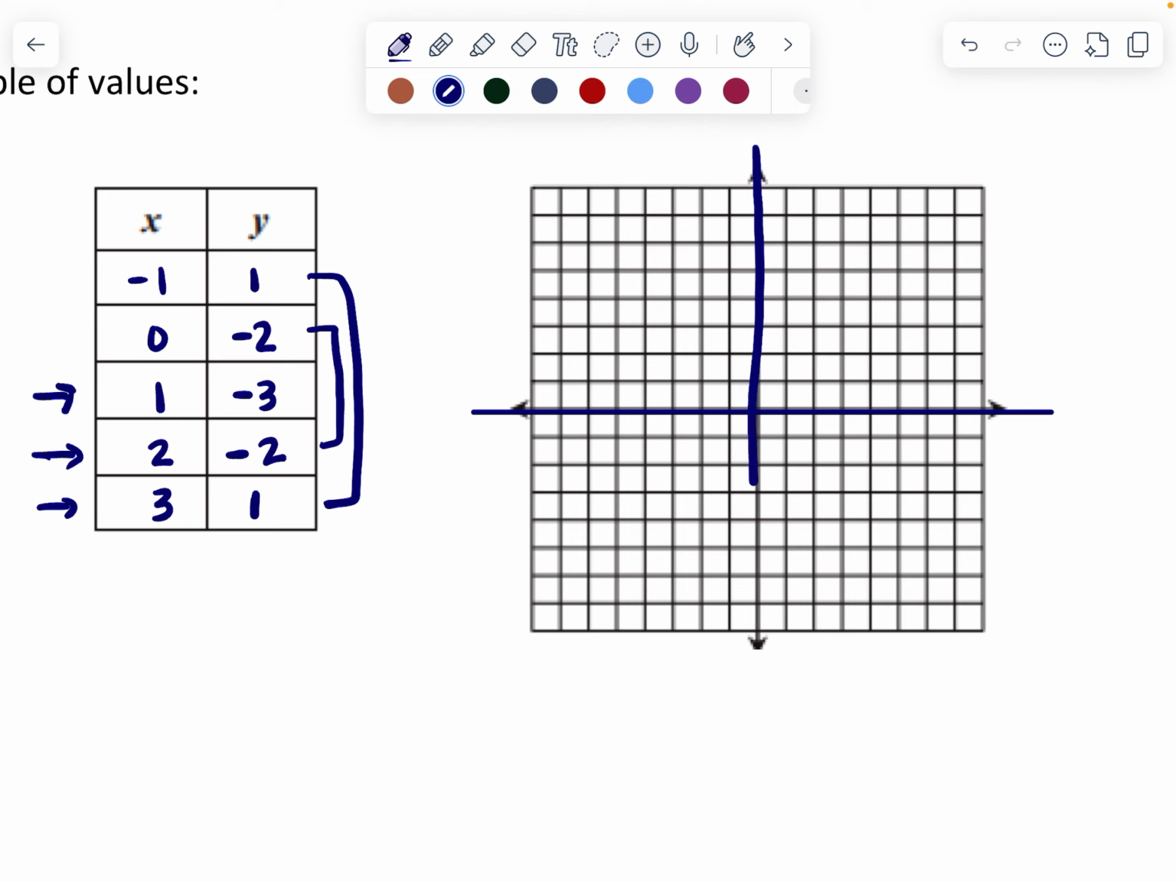Sorry, it's not very straight, but whatever. Okay, let's draw our parabola in red again. My first point is -1, 1, which is right there. Then I've got 0, -2. Then I've got 1, -3.